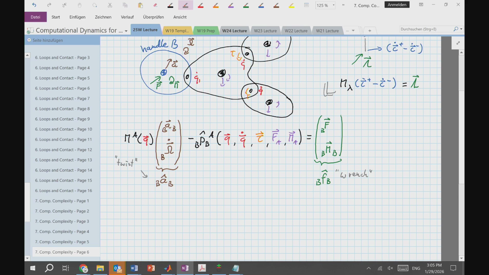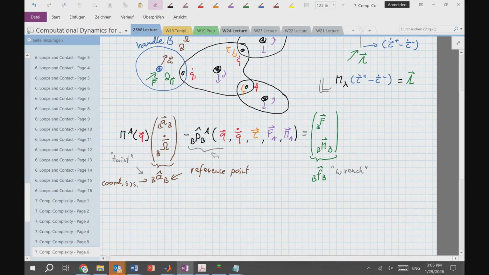And each of these quantities has 2 indices, where one is basically our standard index for a coordinate system, and the other is our reference point. So in this case, the center of gravity of body B, and everything is expressed in body fixed coordinates. And then this guy here, I already said I will call this the bias force.